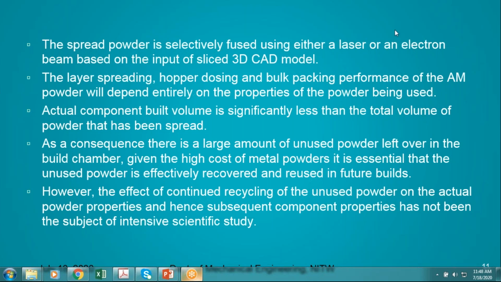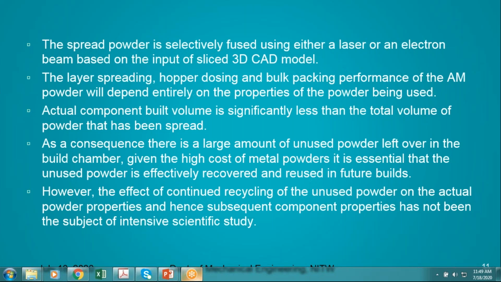Means we have to use that powder, and it has to be atomized or it may be received for utilization in the SLM process or in the DED process. However, the effect of the continued recycling of unused powder on the actual powder properties and subsequent component properties has not been subjected to intensive scientific study, because the recycled powders may consist of some oxides.